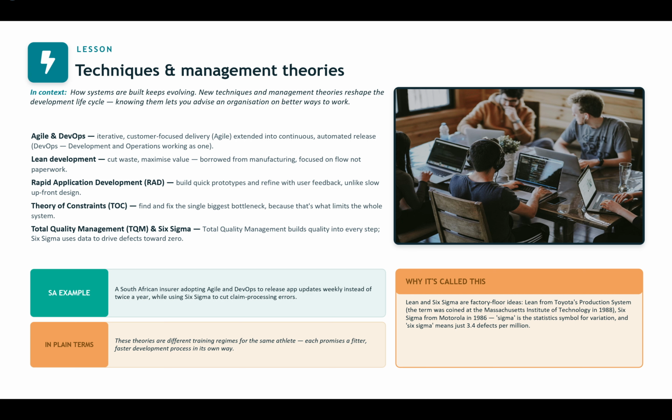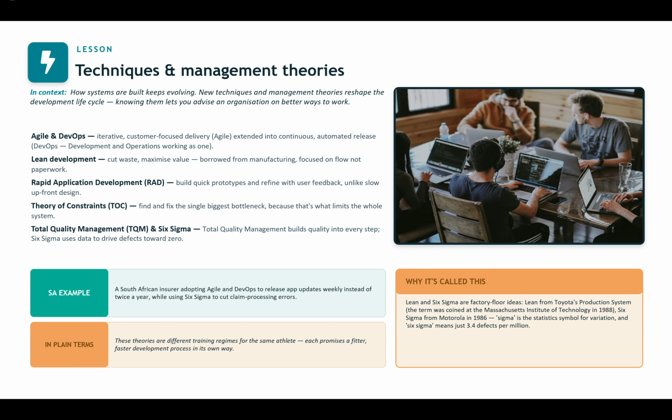Each promises a fitter, faster development process in its own way. So there's no way of saying one could be better than the other. The best is just to know that each one of them is able to give you the results that you need. It's just about context and knowing what it is dedicated to do so that you don't end up with problems.